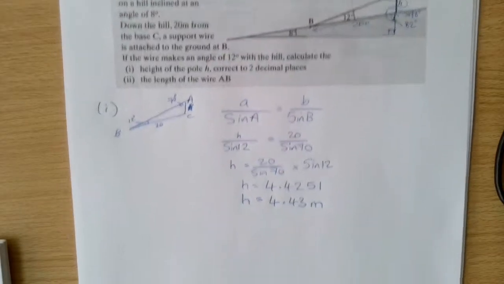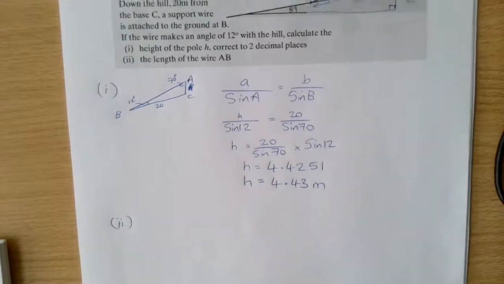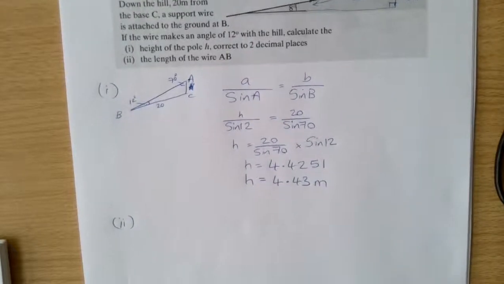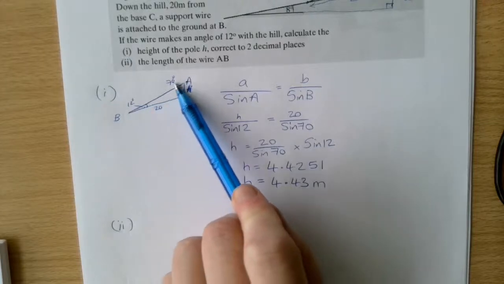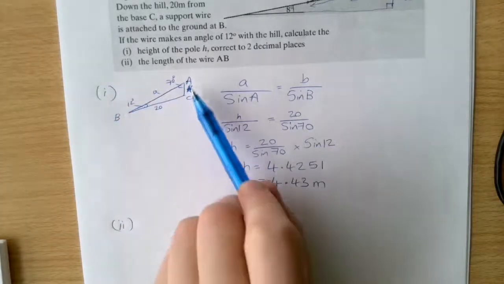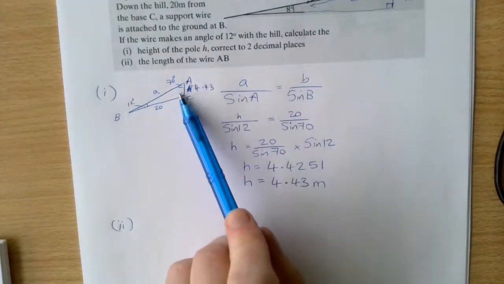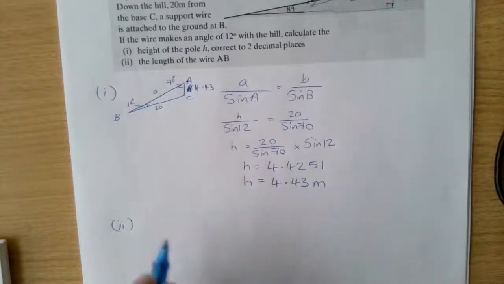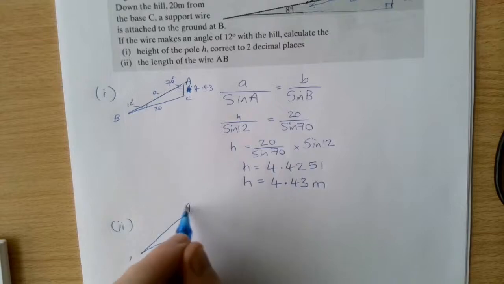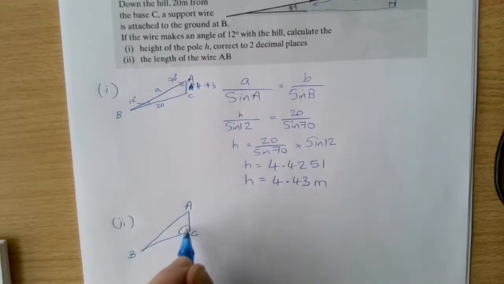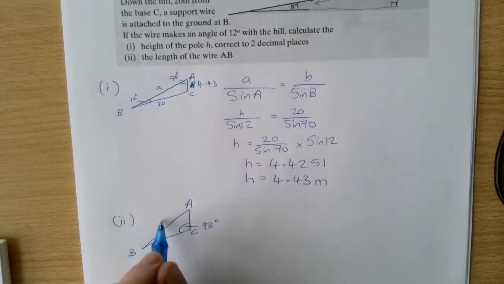For the second part of the question, we need to find the length of the wire AB. Now in order to find the length of the wire AB, what we're trying to find is this distance here. Now in order to find that distance, my advice would be to make that A. We know this height now is 4.43, and then we know the angle opposite it as well, which is equal to 98 degrees. So just to draw out the triangle again that we have, we've got A, B, and C. We know this angle is 98 degrees, and we know we're looking for this distance here.